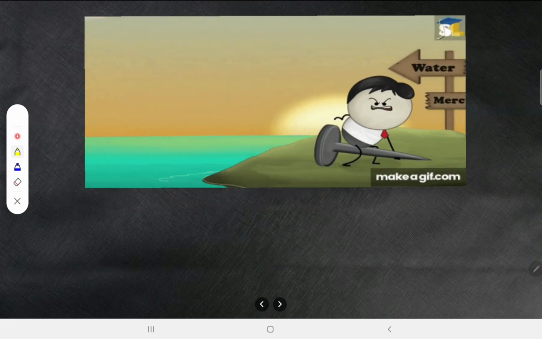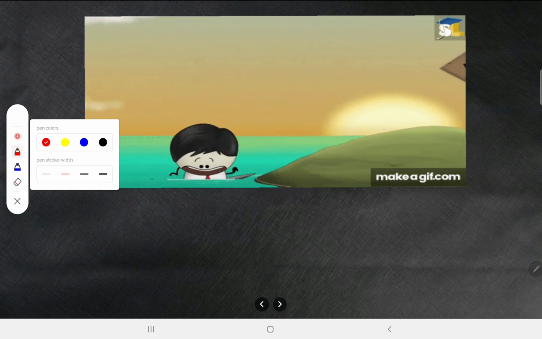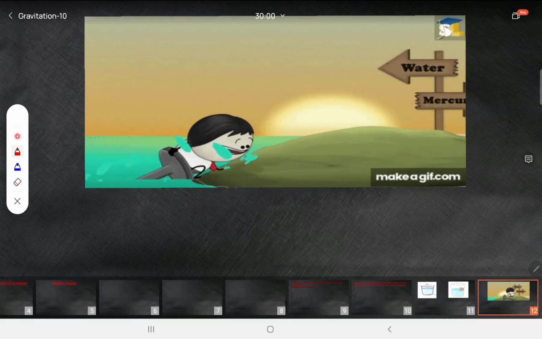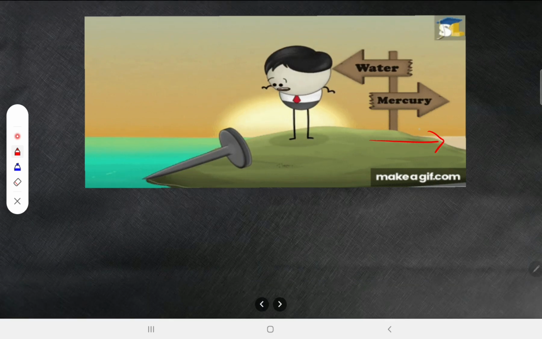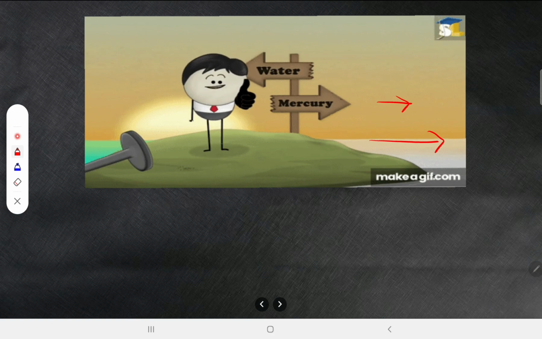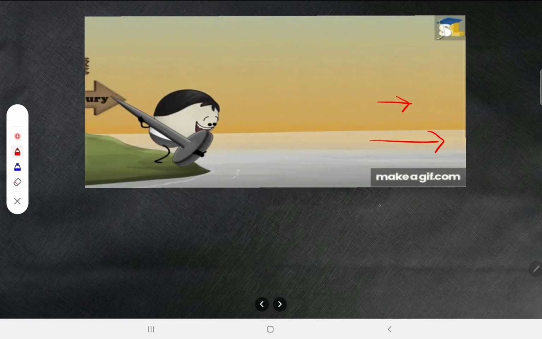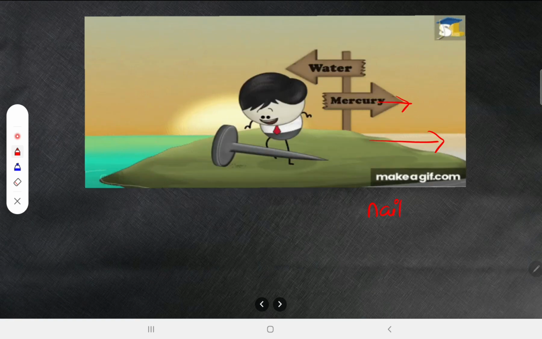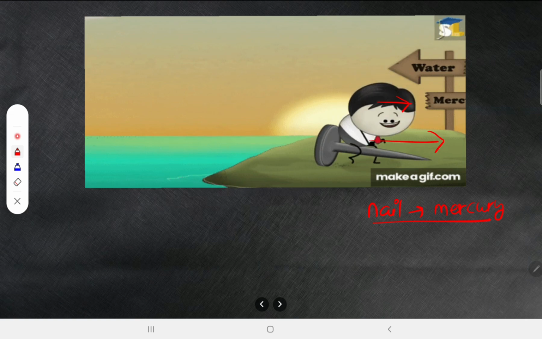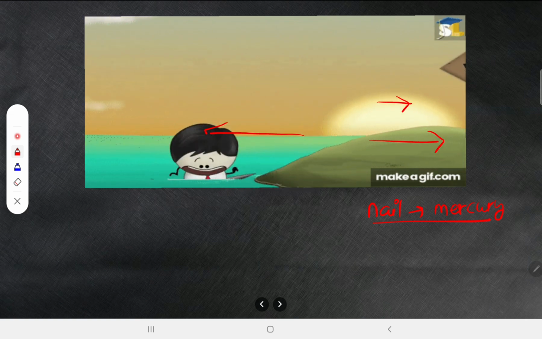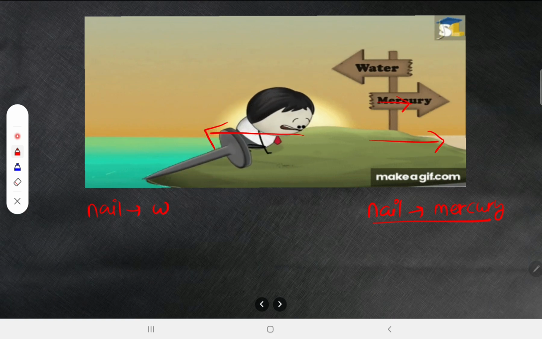Now look at this interesting example. I have chosen this for you guys. Now this guy, observe this video very carefully. So this guy is taking this nail towards mercury. Look here, this is the mercury side, no? So he is taking it towards the mercury side. When he throws this nail in mercury, and then this guy is taking this nail towards water. Okay, you have seen that nail towards water.